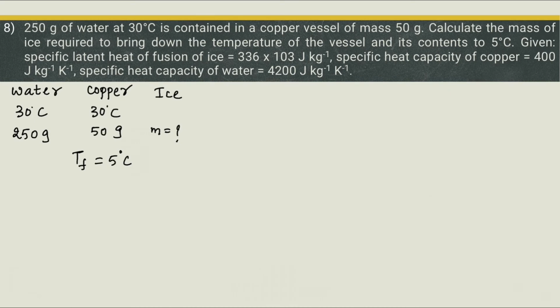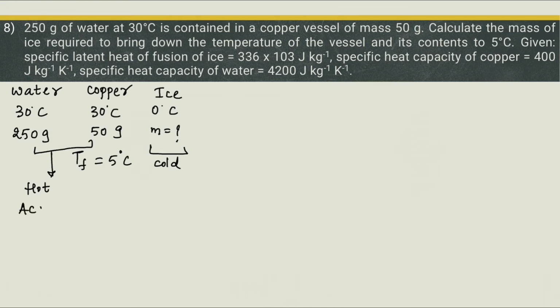What is the mass of ice? That is what we want to find out. And what is the initial temperature of ice? As we know, if not given, we always take 0 degrees Celsius as its initial temperature. Specific heat capacity of water is given, specific heat capacity of copper is given, and specific latent heat of ice is also given. Fine. So now there are two hot substances, right? Water and copper are hot substances and ice is the cold substance. So we are mixing hot and cold substances.